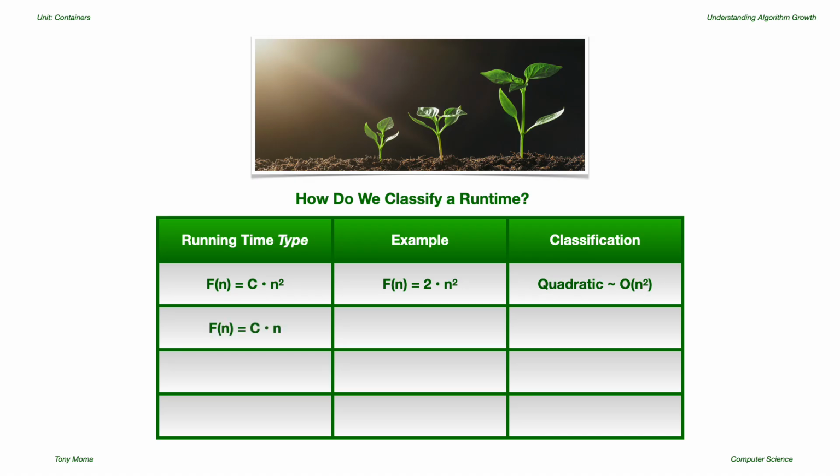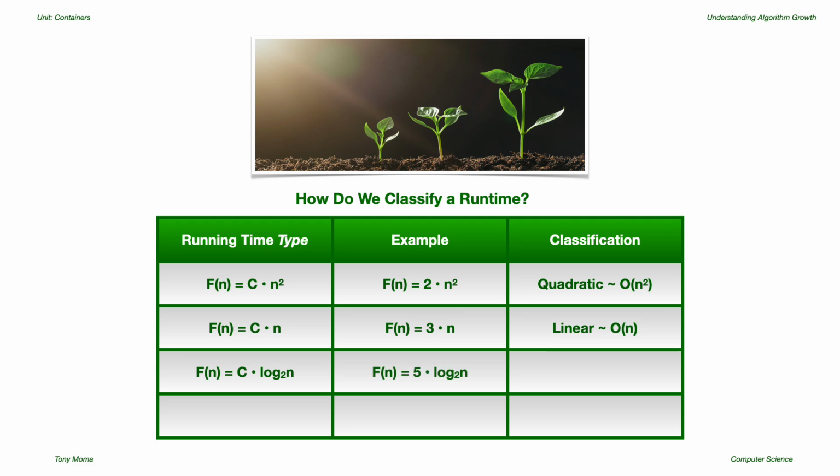Next, f of n equals c times n, where once again c is simply a constant. For example, f of n equals 3 times n. Whenever your running time is the product of a constant times the input, we classify that as linear, or big O of n. Next, f of n equals a constant times log of n.